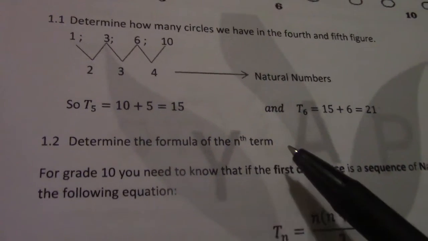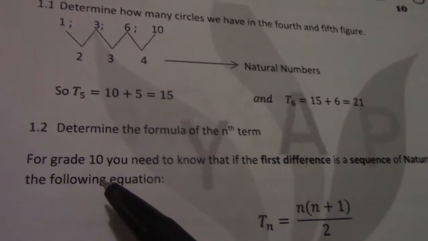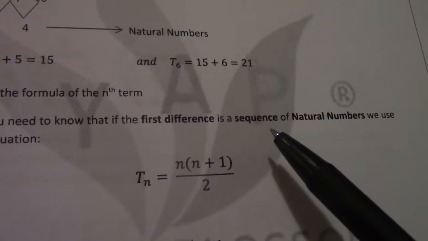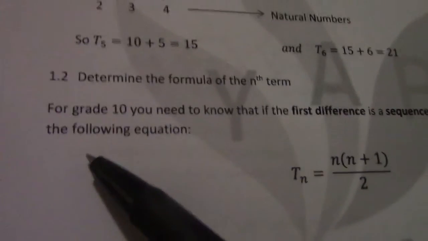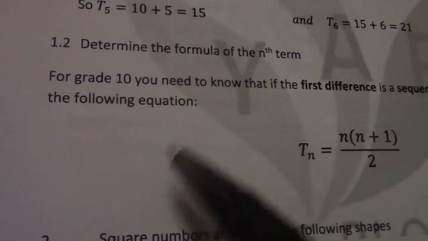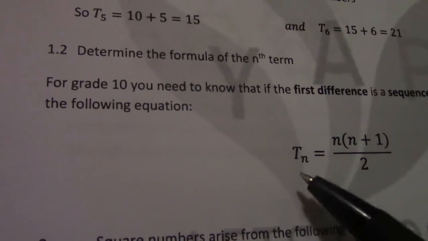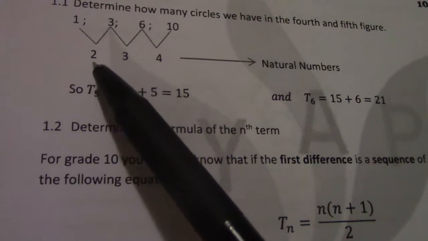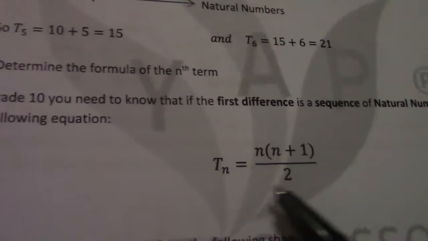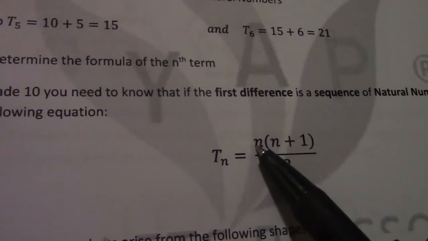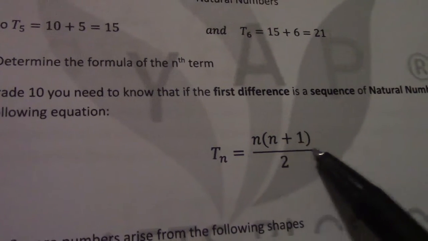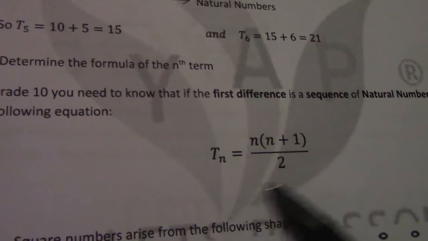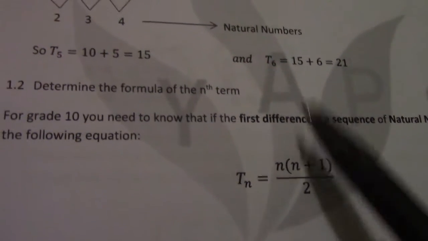Right, determine a formula for the nth term. For grade 10, we just need to know if our first difference in the sequence is natural numbers, we use the following equation. In grade 11, we will do quadratic equations, and we will show you how to get this. But if my first difference is natural numbers, then the equation is Tn equals n times (n plus 1) divided by 2. So that is the formula for that.